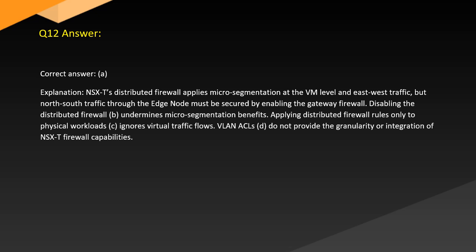Answer. Correct answer: A. Explanation. NSX-T's distributed firewall applies microsegmentation at the VM level and east-west traffic, but north-south traffic through the edge node must be secured by enabling the gateway firewall.